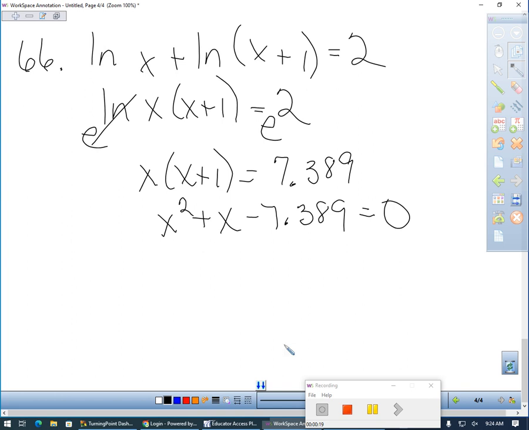So for number 66, we actually get 2 answers, but one of them is negative, and we cannot plug in a negative answer in for x. So the second answer, which is negative, is extraneous. So we get 2.26. Or you could do the quadratic formula.